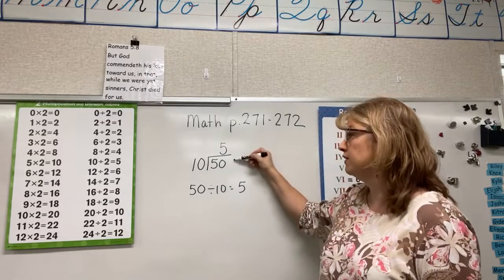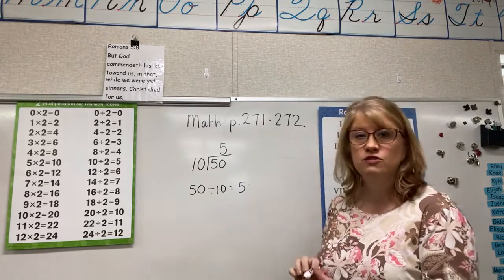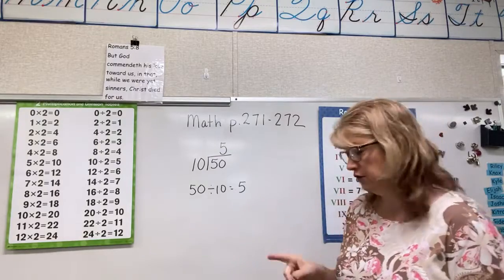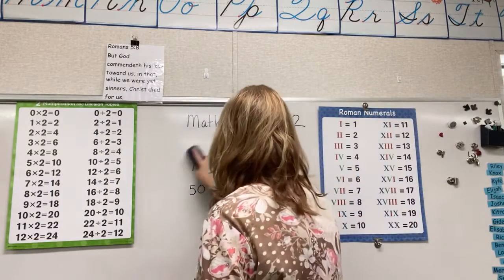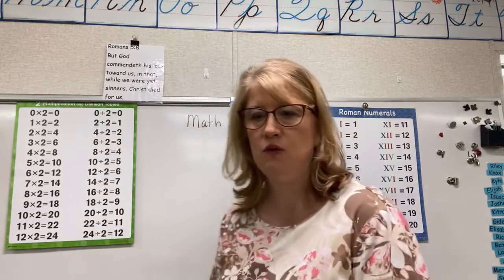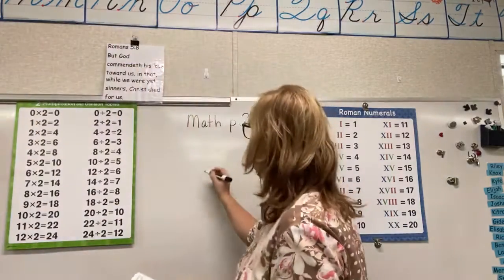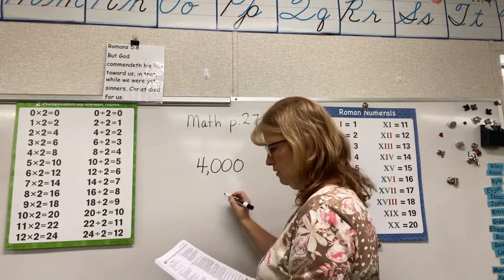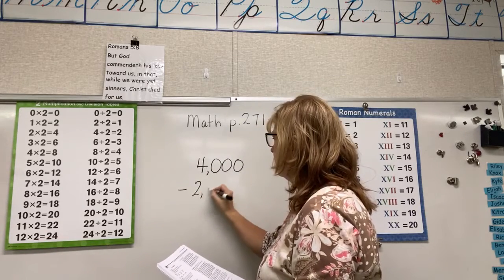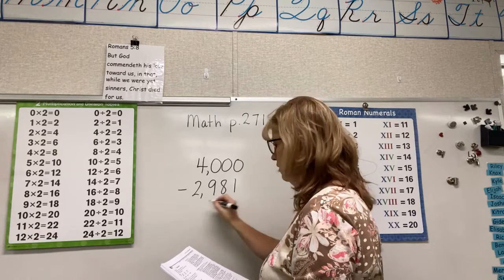We could say it's a fancy way to write this. So remember that on section 5 on the front. Everything else on the front you should be able to do. Now let's get started with some math problems. We are going to do 4,000 minus 2,981.